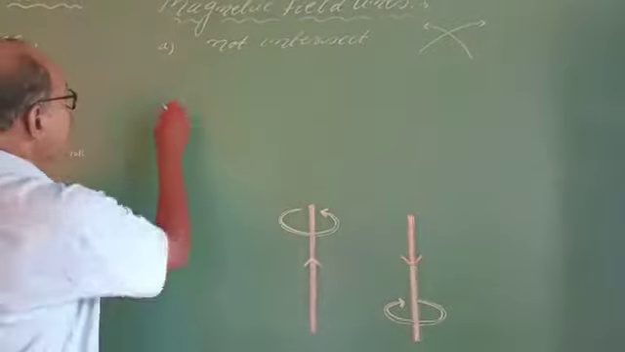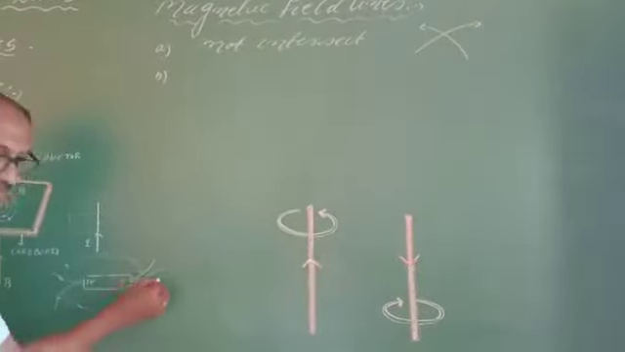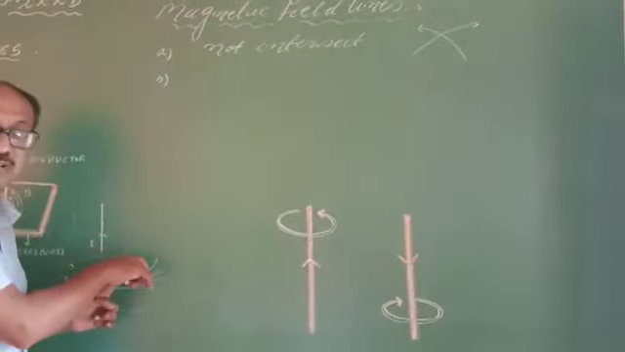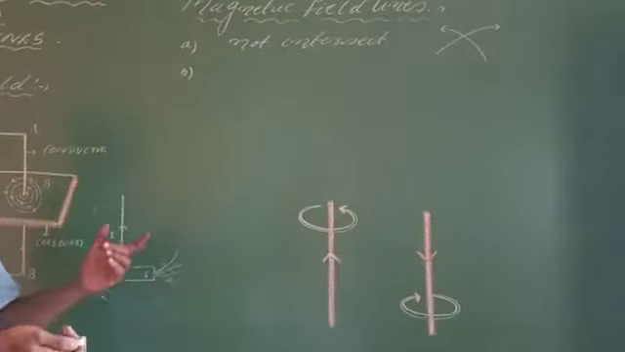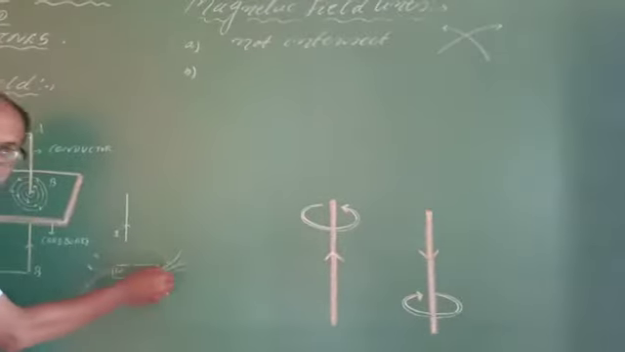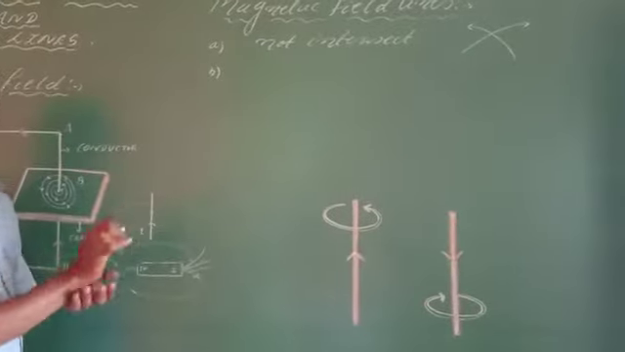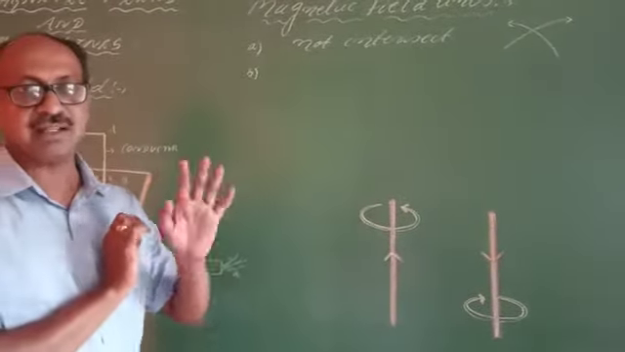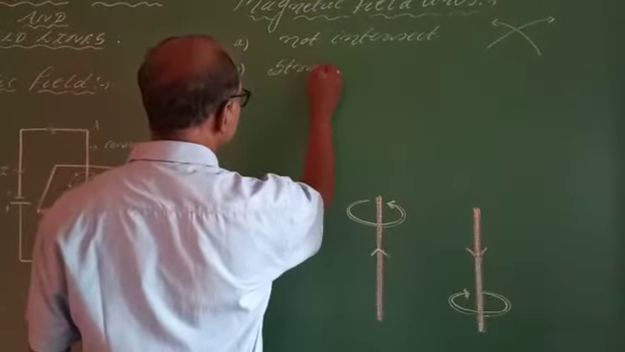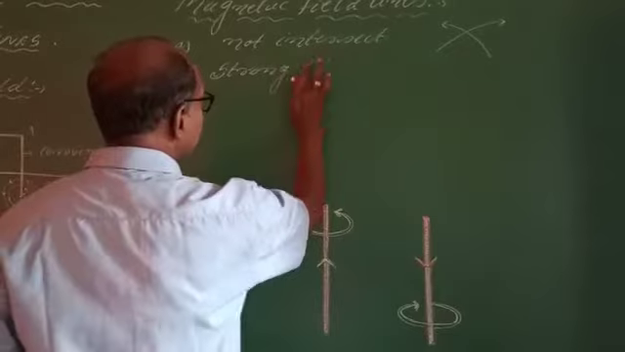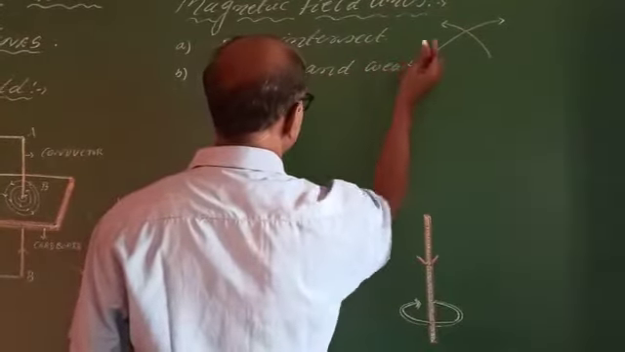And secondly, where there are more and more magnetic field lines present, there must be a strong magnetic field. And where there are very few magnetic field lines, it is a weak magnetic field. So crowded lines give a strong magnetic field, and fewer lines give a weak magnetic field.